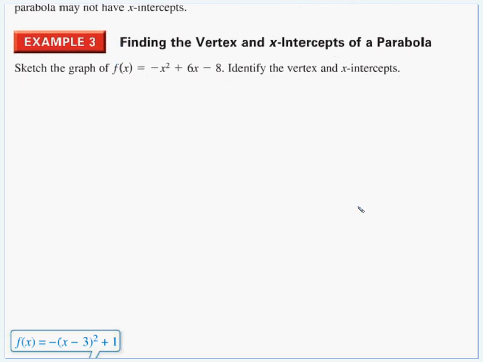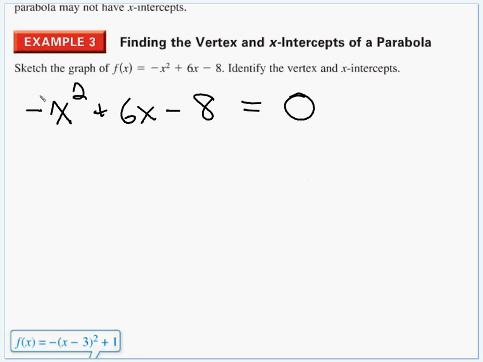So here in example 3, it says find the vertex and the x-intercepts of the parabola. So what we want to do is take the quadratic they gave us, negative x squared plus 6x minus 8, and we want to set that equal to 0.